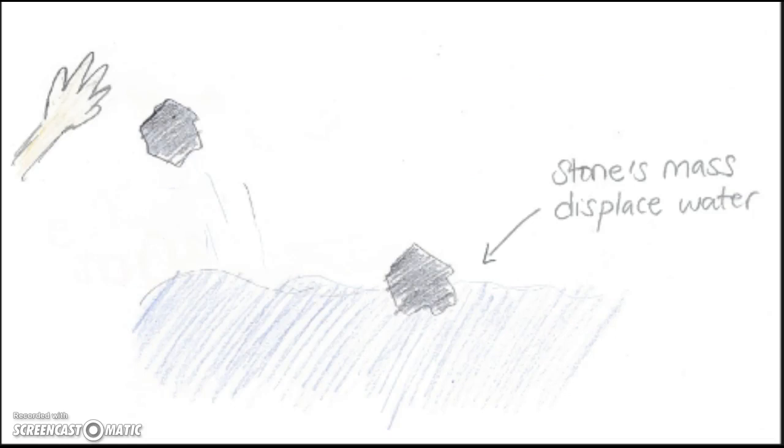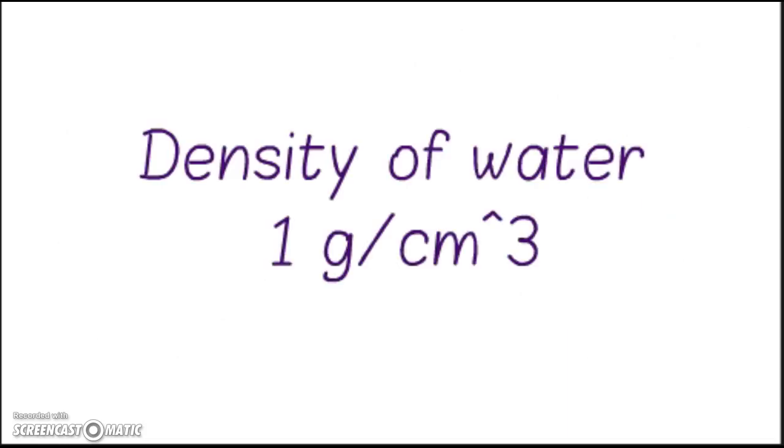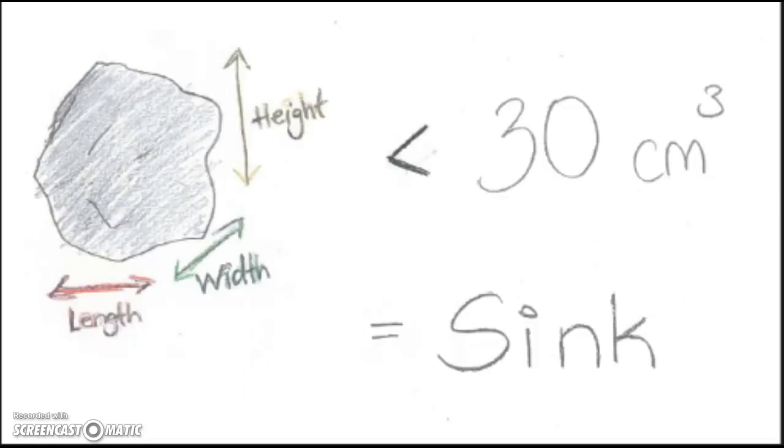When a stone is thrown into water, it displaces some of that water. Let's say the stone has a mass of 30 grams. It can then displace up to 30 cubic centimeters of water. This is because the density of water is 1 gram per cubic centimeter. If the stone has a volume that's larger than 30 cubic centimeters, it will float. But if it's less, it will sink.